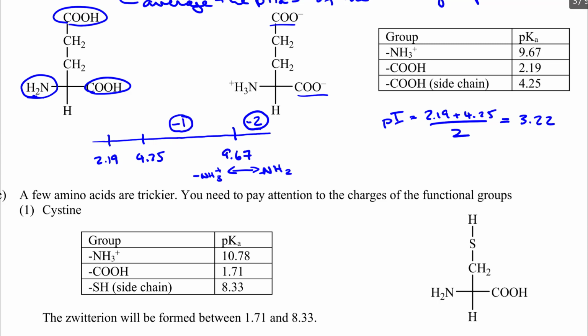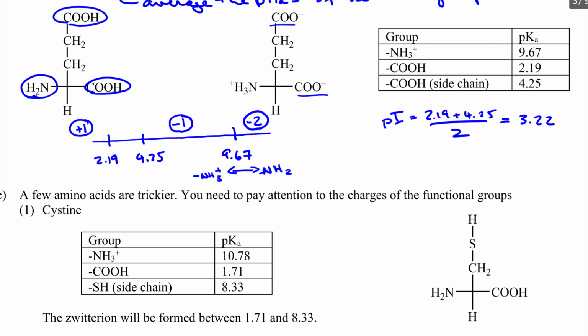Okay? Now, to think about this in simple terms, let's go all the way to the left side, very acidic. If we're very acidic, both the carboxylate groups will be protonated because my pH is lower than my pKa's. So that means down at this end, the molecule's +1.